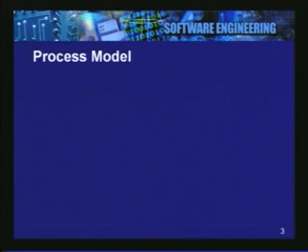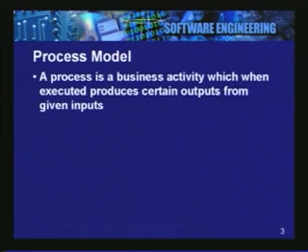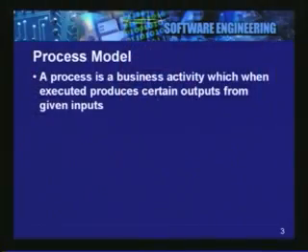Now, let us first understand the process model. A process is a business activity which, when executed, produces the required outputs. So, it takes a few inputs, carries out some processing on them and produces some meaningful output. And we say that a process represents some kind of a business activity. For example, the process may be for reservation of a ticket, or the process may correspond to registering for a course. So, these are business activities and each one can be treated as a process.